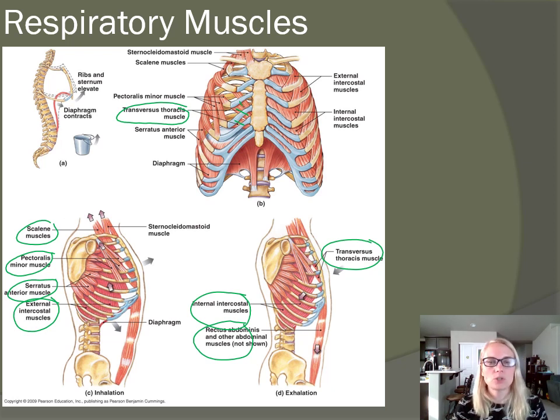So between the combination of your diaphragm as your major muscle of inhalation and exhalation, when we start getting into breathing patterns like forced breathing, like when you're exercising, you're going to pull in some of these accessory muscles to do some deep, faster breathing. So the diaphragm's the major one, but know that there are some supplementary and accessory muscles for respiration here.